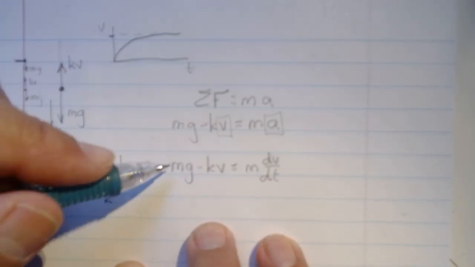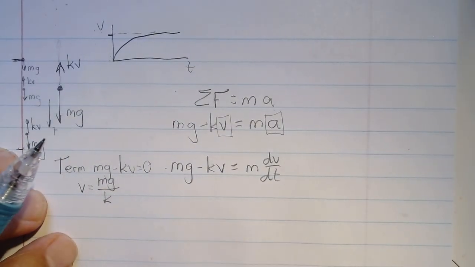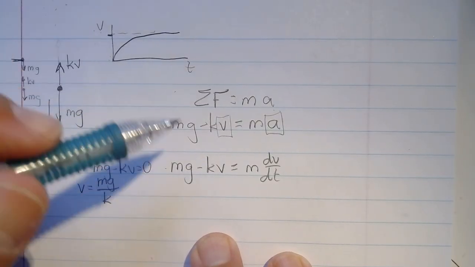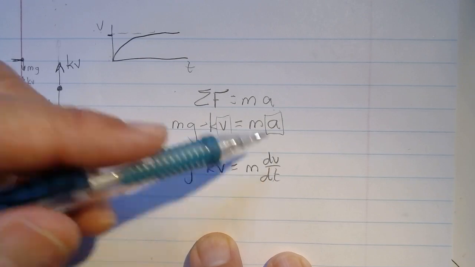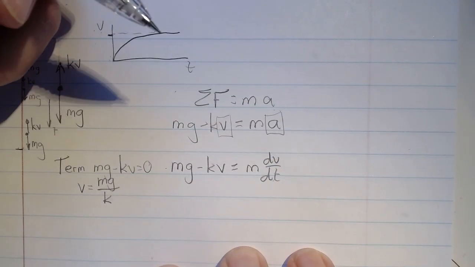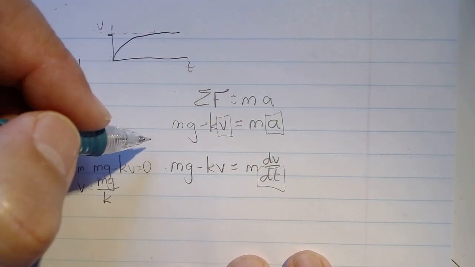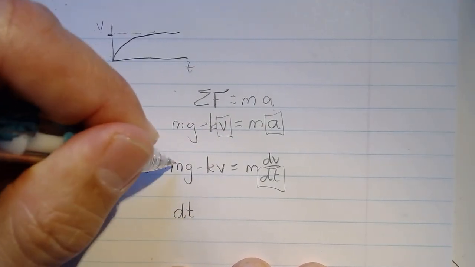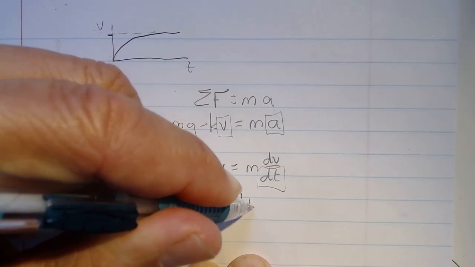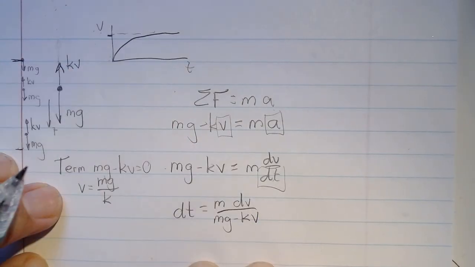Now what's crazy is this would get a point. This would probably get a point. I'm not even 100% sure. This next part, I think, is also only 1 point. I'm not sure. But what we want to do is separate the v and the t. And it looks like it's going to be this hard thing. Let's add a kv to both sides. No. The easy way is just try to get that dt alone. So let's multiply both sides by dt and divide both sides by mg minus kv. And you end up with m dv over mg minus kv.